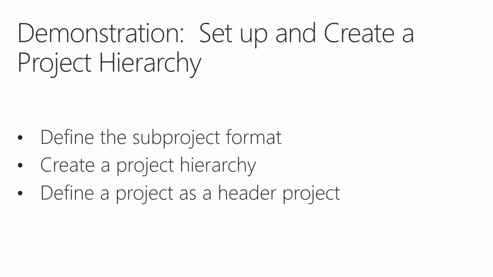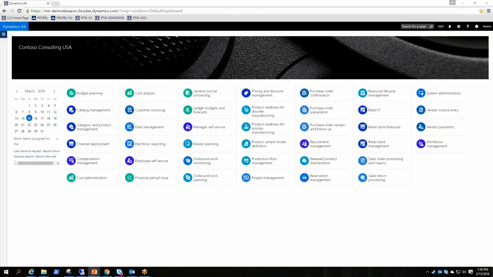Now we'll demonstrate how to set up and create a project hierarchy. Specifically, we'll define the sub-project format. We'll create a project hierarchy, and then we'll define the top level of that project hierarchy as a header project. Okay, so what we're going to be doing is setting up and creating a project hierarchy.